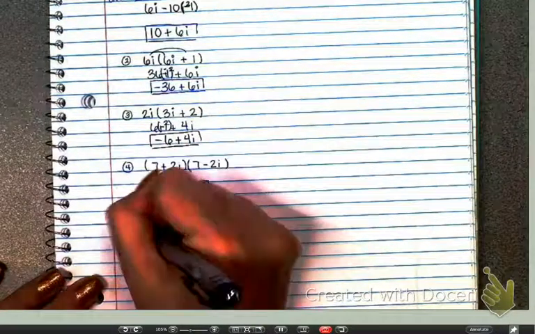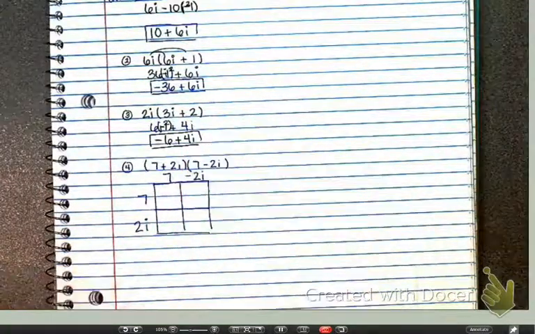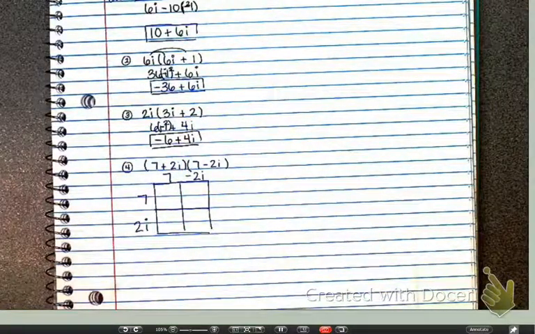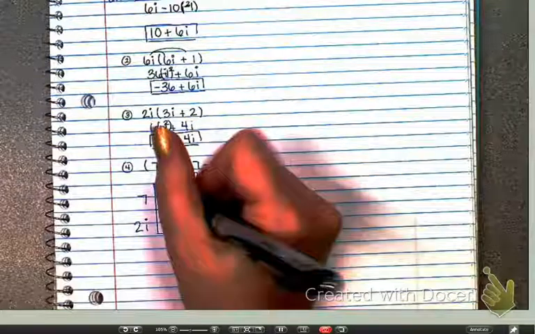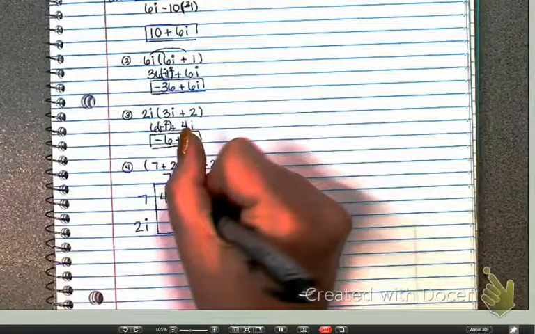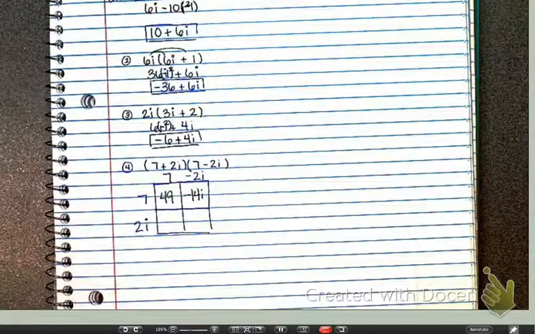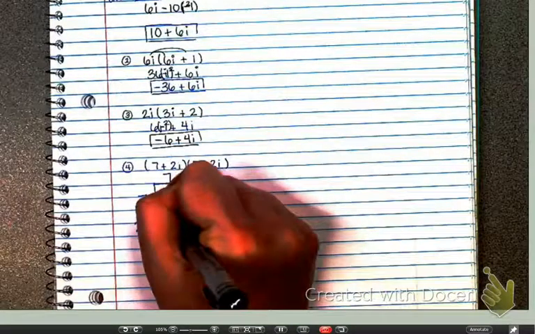So I have 7 + 2i, and then I have 7 - 2i. Okay, so let's multiply to get it. 7 times 7? 49. 7 times negative 2, sorry, I forgot my i. So 7 times negative 2i is negative 14i. 7 times 2i is a positive 14i.